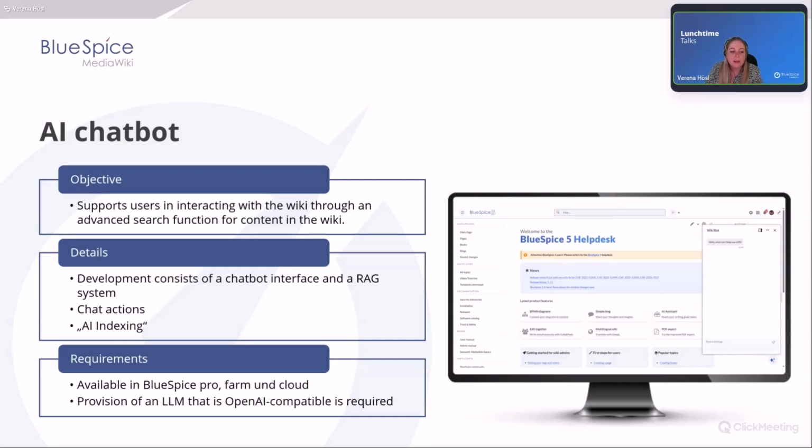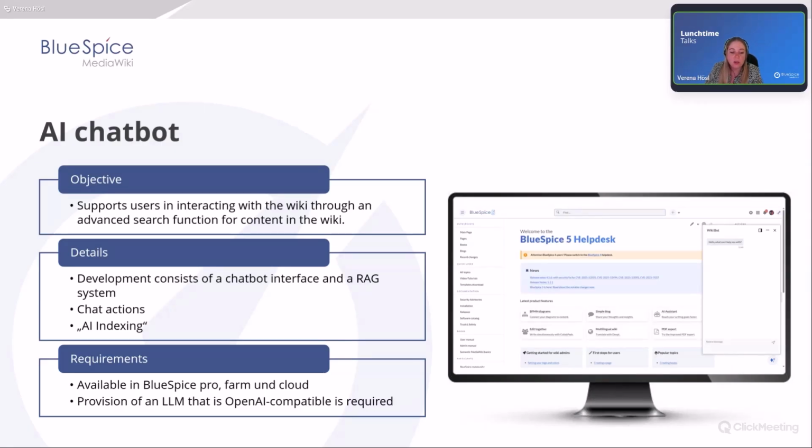The AI indexing is on the one hand for allowing pages to be processed for the answers of the chatbot, and it's also possible to just consider approved pages. If you would like to do so, you can change this in the configuration manager, and this depends on your choice here. Regarding the requirements, you would need at least BlueSpice Pro to have a chatbot integrated, and with Farm and Cloud, you're also good to go.